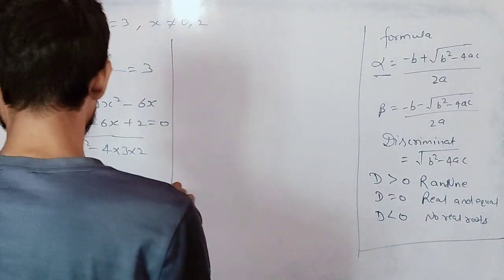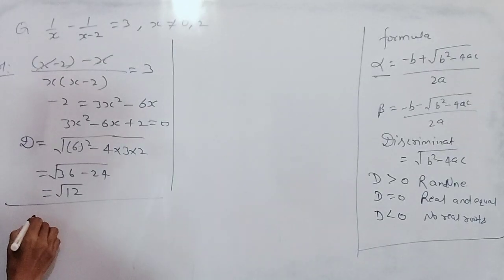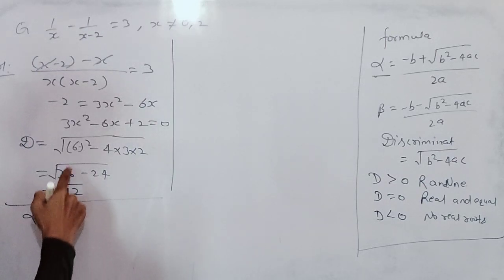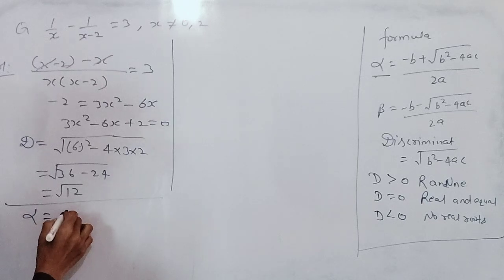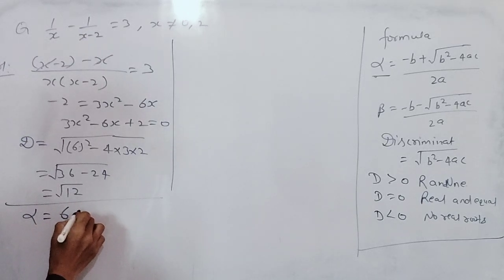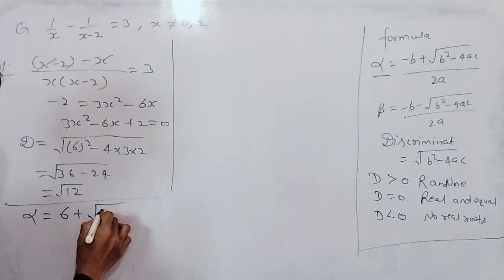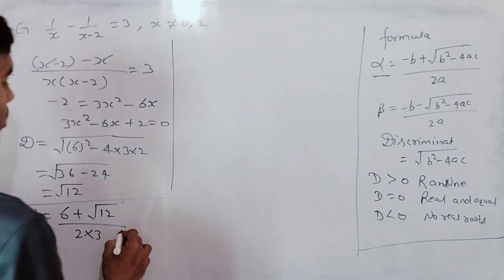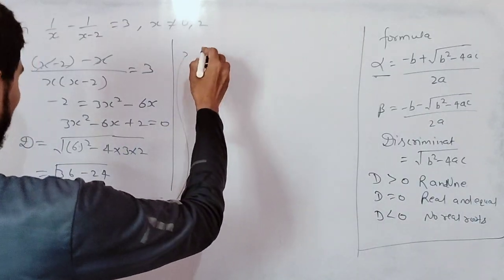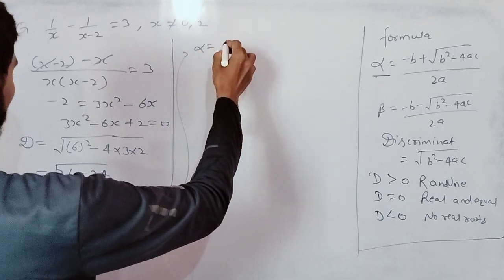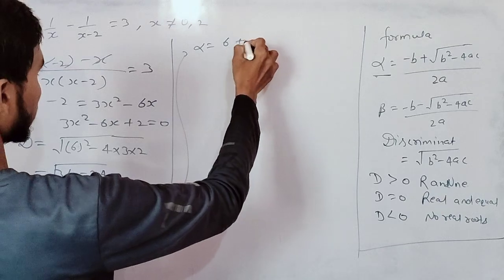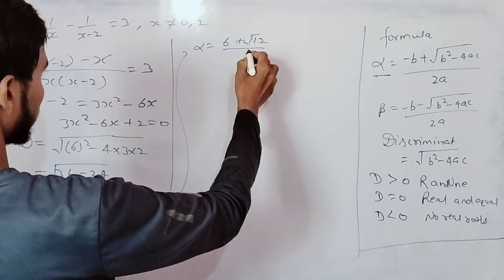Let's put this: alpha is equal to minus b. So here b is this. So 6 plus root 12 upon 2 multiple a, and a is how much? 3. From this we are getting alpha is equal to 6 plus root 12 upon 6.